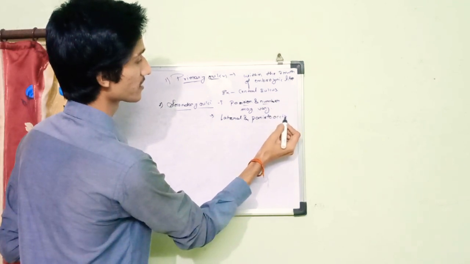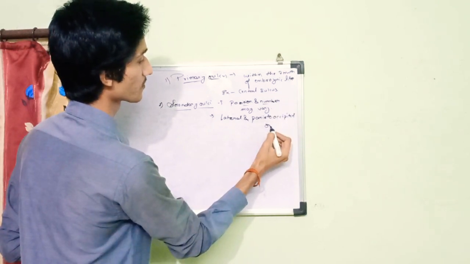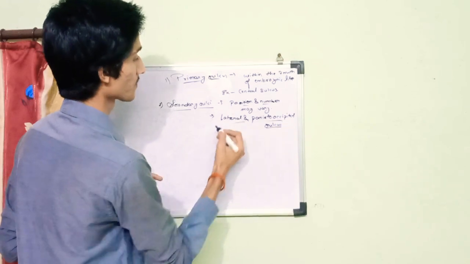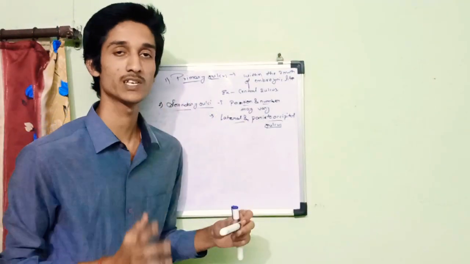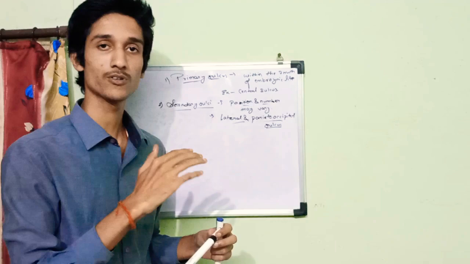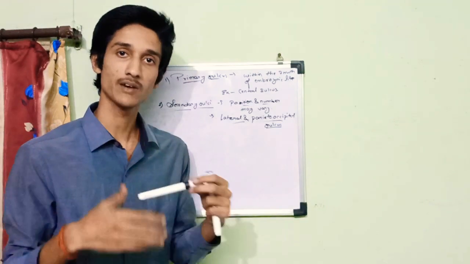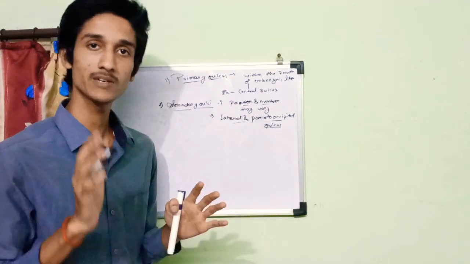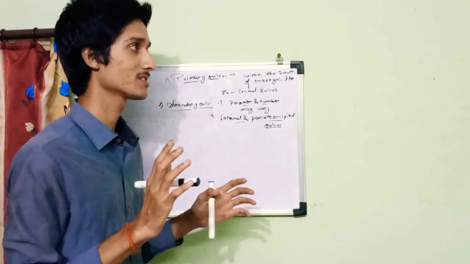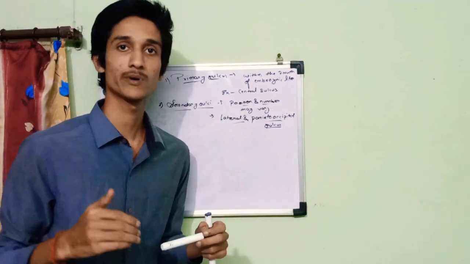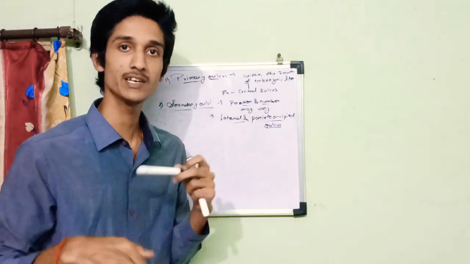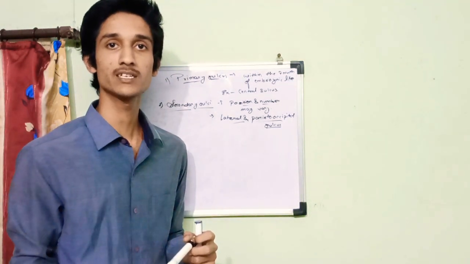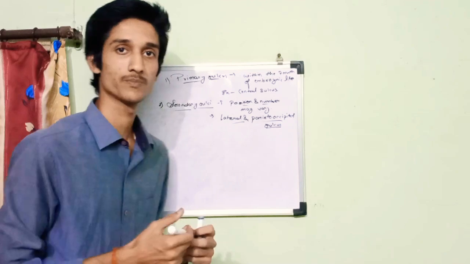Parieto-occipital sulcus. You just remember the names of these sulcus. We will discuss all these sulcus in detail in our animated video. For present, just remember the name. It will be very helpful for you because cerebrum is like you have to memorize things, and when you visualize those things, it will be much easier for you to memorize it.